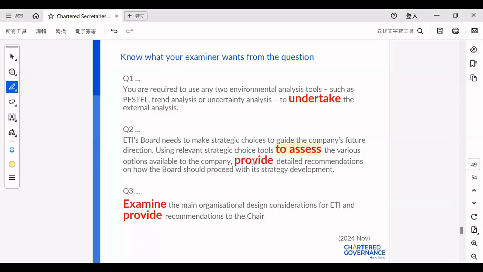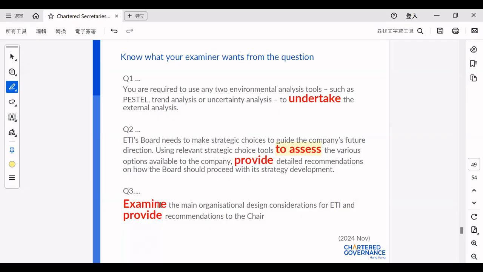So you were asked to provide detailed recommendations. That means you have to give clear, actionable recommendations. This is very important because it's a practical question, a practical exercise. You need to provide practical solutions to the problem.